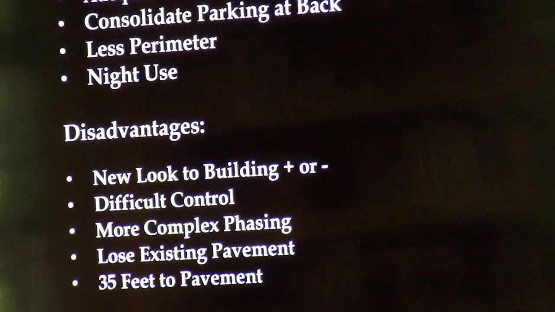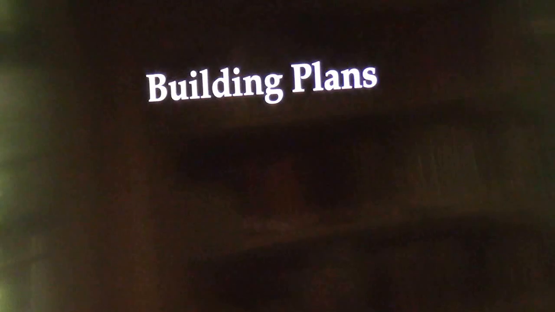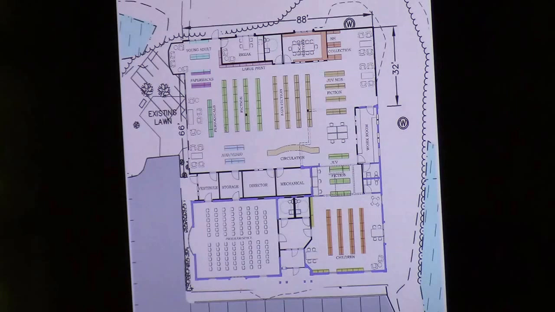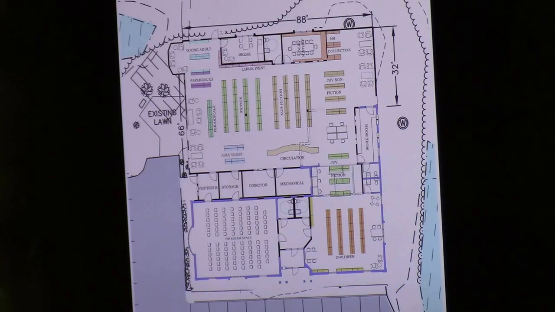You also lose the existing pavement that you have out front because that's the new construction site. So that's not very many spaces, but it's going in the wrong direction. So there's 35 feet to pavement. So I have building plans on paper, which I'll show you, but I'm going to go through all. I went through the exercise of laying out your program in each of these.